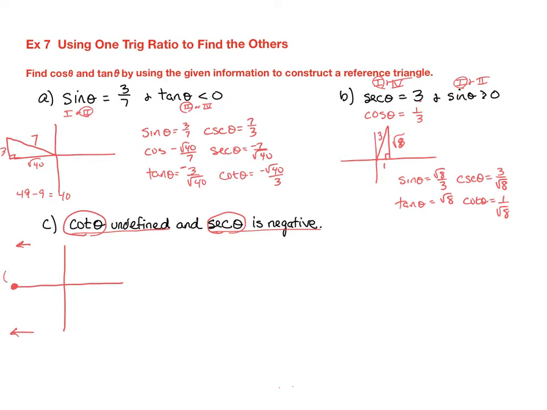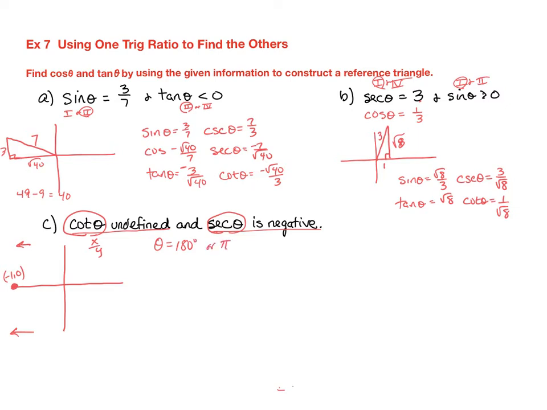This point is negative 1, 0. Remember, cotangent's the reciprocal of tangent. Tangent is y over x, so cotangent is x over y. And here you would see that we have negative 1 over 0. So the angle we're looking at here, theta, is going to have to be basically 180 degrees or pi radians.